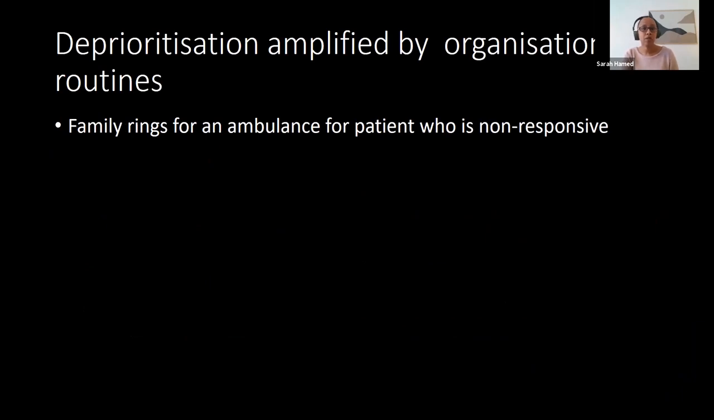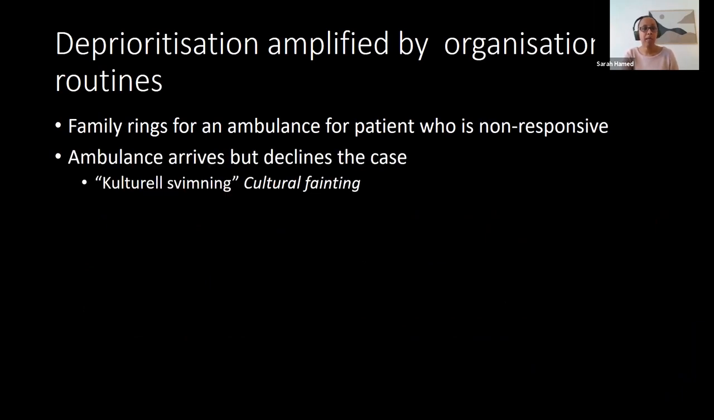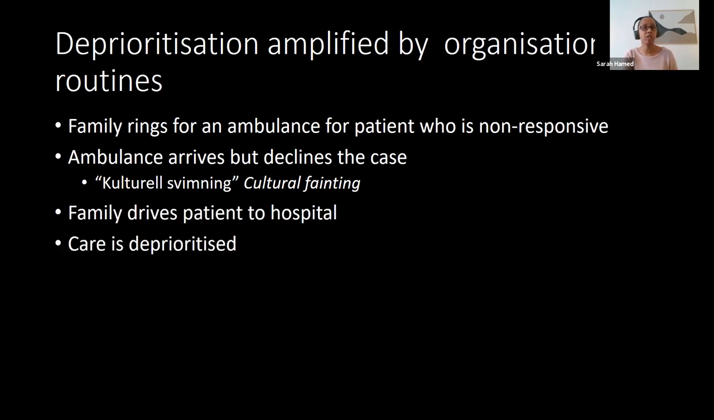There's this case, for instance, of a Black family who call an ambulance for a patient who's not responsive. The patient is unconscious. The ambulance arrives but declines the case and calls it in the file a case of cultural fainting, so that the patient is faking their fainting. And so the family has to drive the patient to the hospital. But care is deprioritized in the hospital because the arrival has not happened via an ambulance.